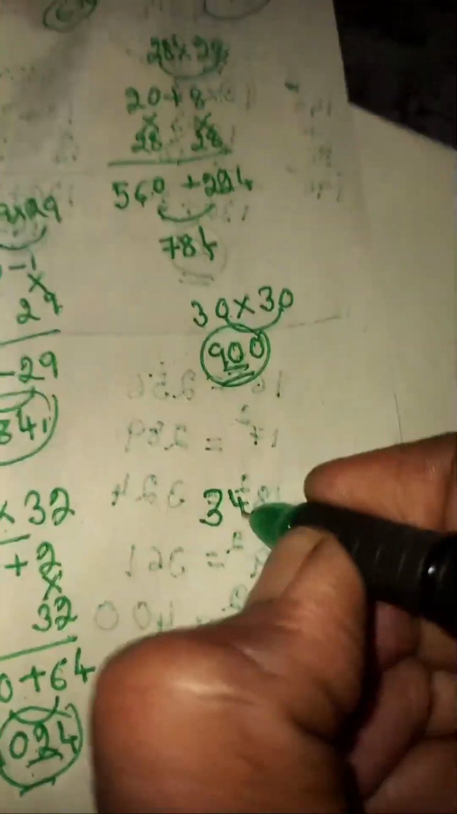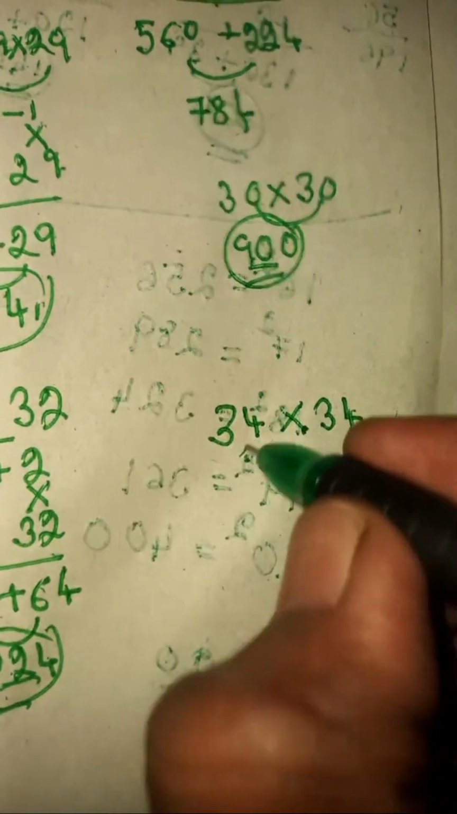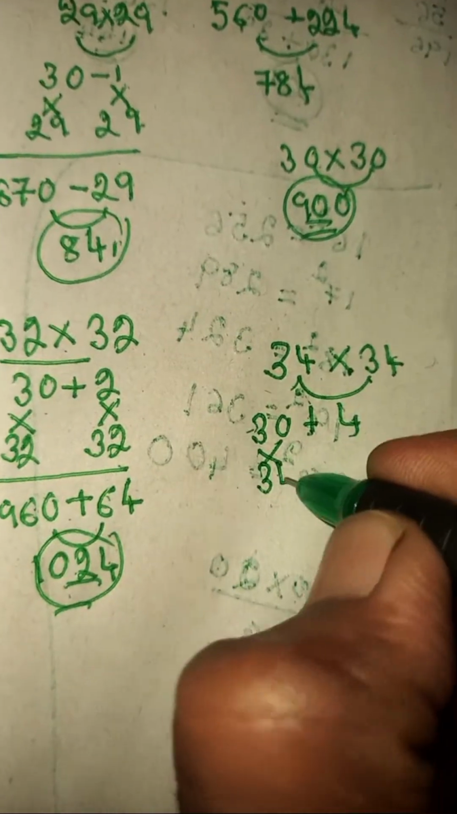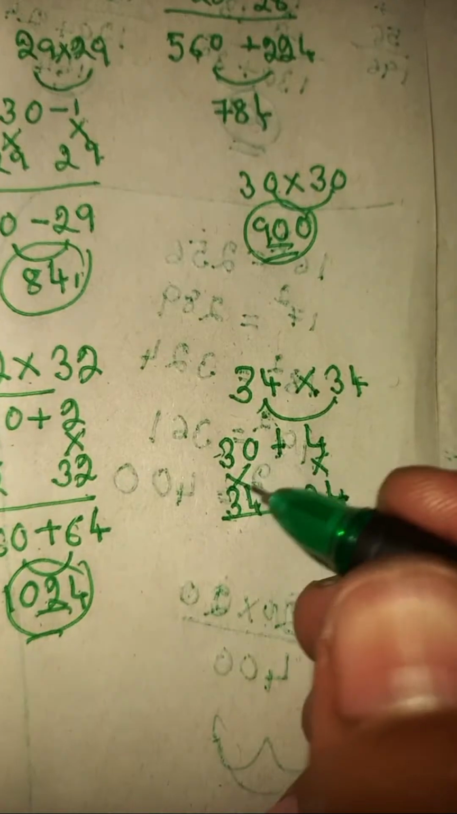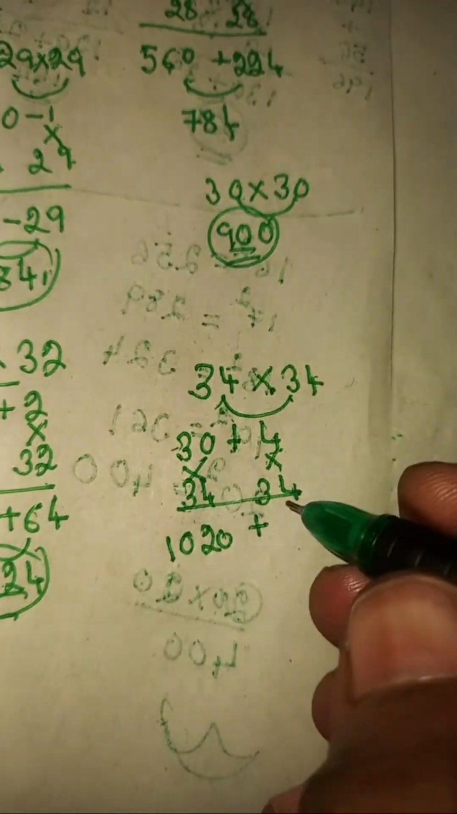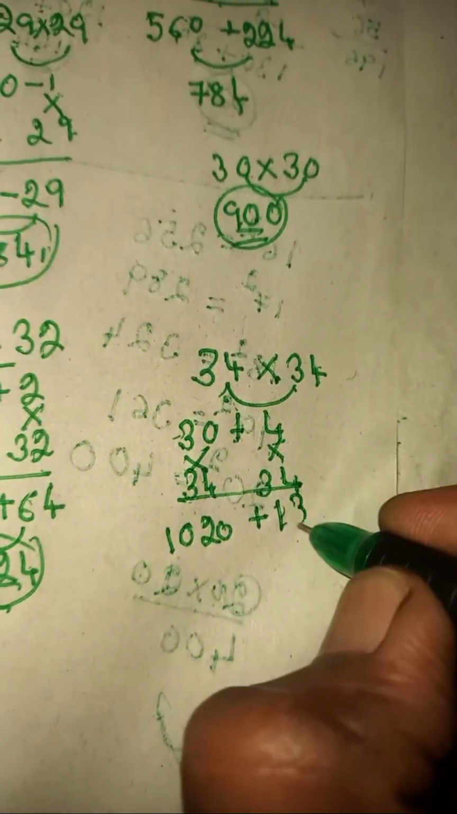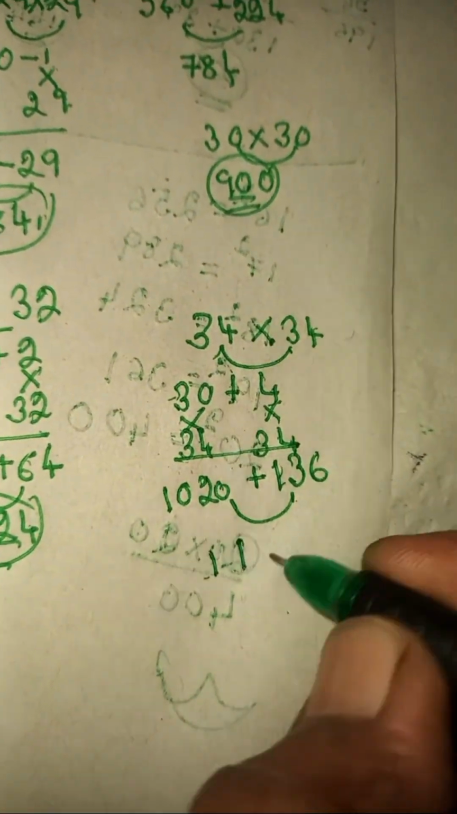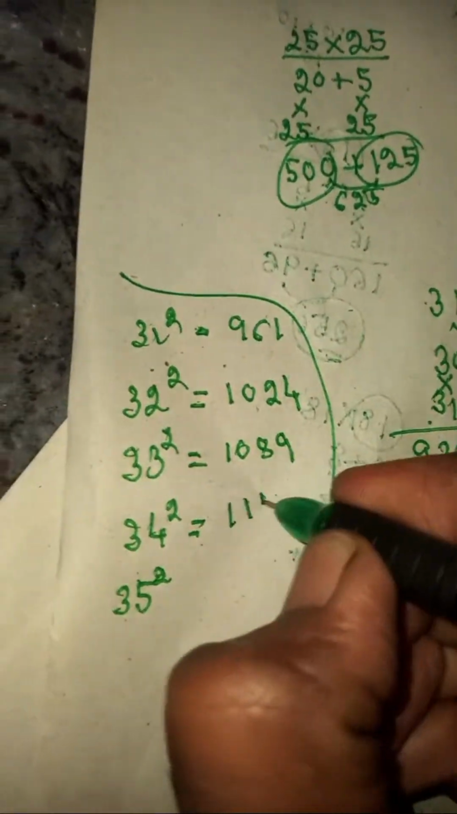34 times 34 means you can split and write 30 plus 4. Here also 34, and here also 34. Here 34 times 3 is 102, so with a zero it is 1020. 30 times 4 is 120. 4 times 4 is 16. 120 plus 16 is 136. 1020 plus 136 is 1156. So this is completely equal to 1156.